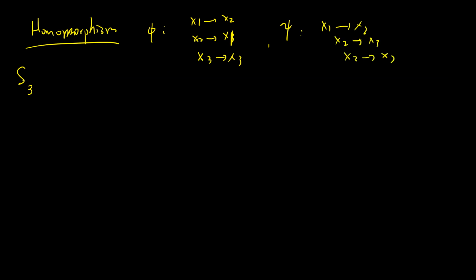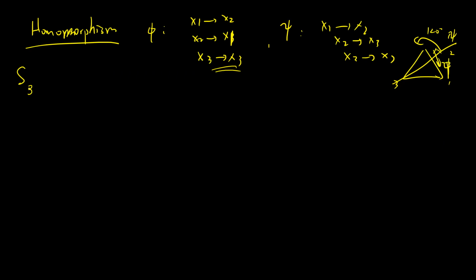Okay, so you can view S3 as the permutations of the geometry of a triangle. So psi is just a rotation by 120 degrees, and let's say this is 1, 2, 3. Phi would fix x3, so you flip this. Yeah, so this is phi, this is psi.